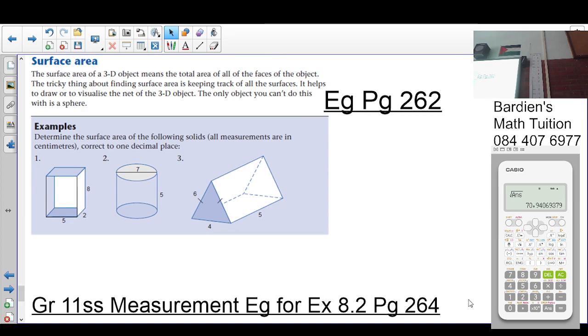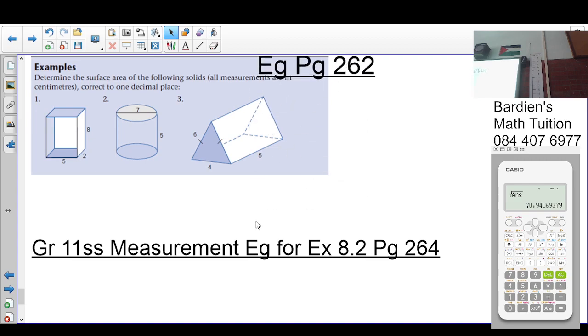So we've dealt with the formula already, no? So the surface area of 3D objects means the total area of all the faces of the object, which is that on the outside. Okay. The tricky thing about finding the surface area is keeping track of all the surfaces. It helps to draw or to visualize the net of the 3D object. The only object you can't do this with is a sphere, which is like a ball.